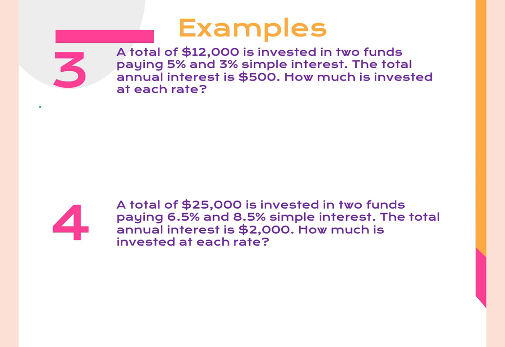So if I say that X equals my 5% account and Y equals my 3% account, you've set up your variables. You can make them whatever you want as long as you're consistent. And then when it says total, that means all the money I invested at 5% plus all the money I invested at 3%, right? So I can say X plus Y equals 12,000, the total amount of money invested.